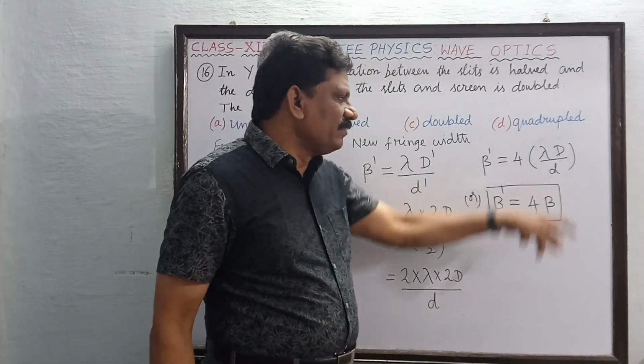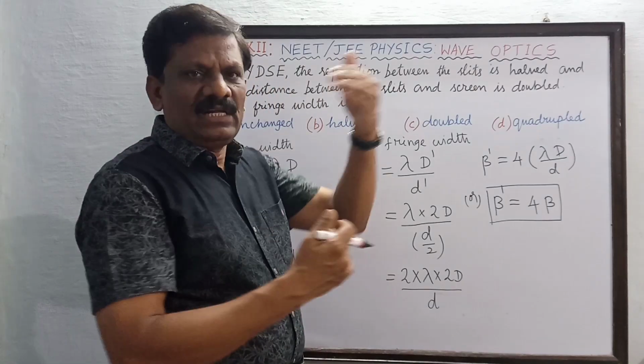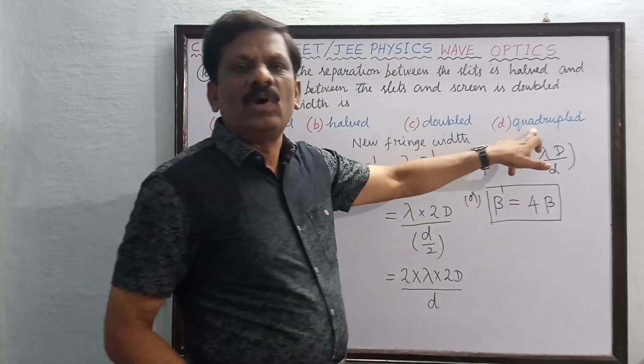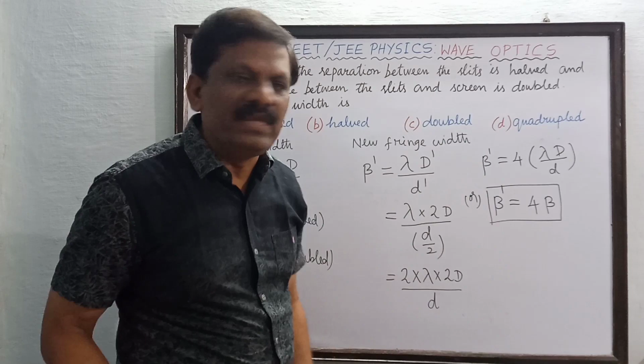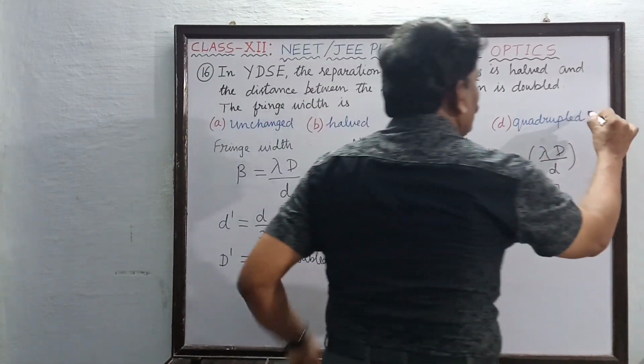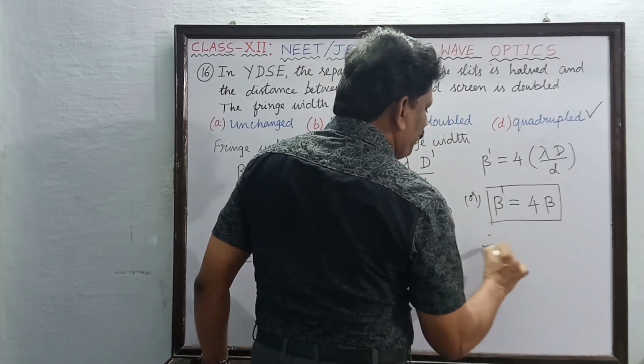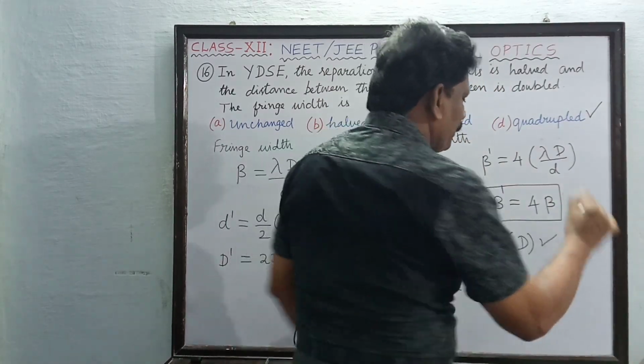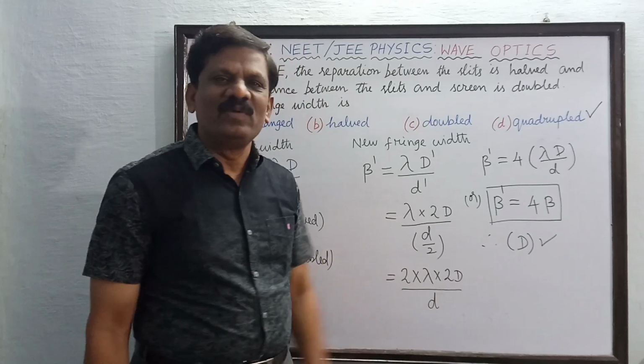So when the fringe width is increased 4 times, that is called quadrupled. Quadrupled means increasing 4 times. So option D is the correct answer. I hope you must have understood well. Fine.